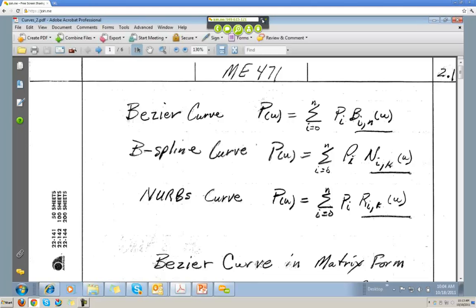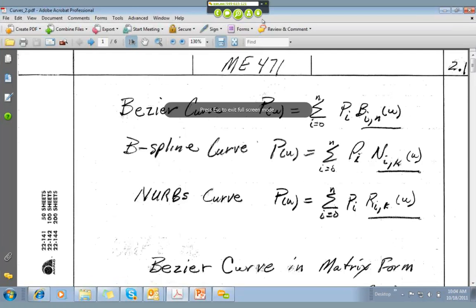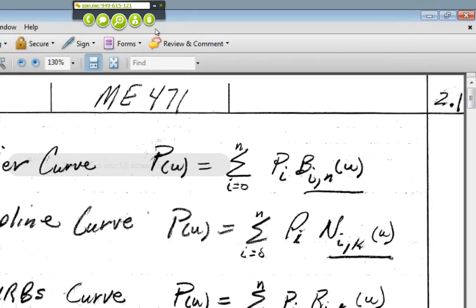You look at these three curves. Are you able to see it? Okay. If you look at these three definitions of the curves, what is the left-hand side giving us?